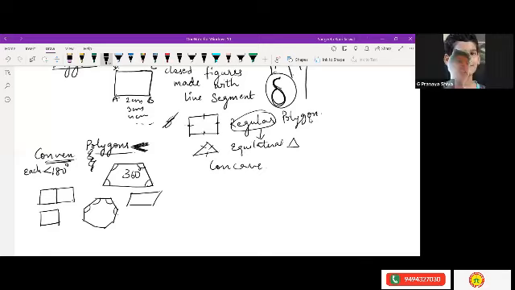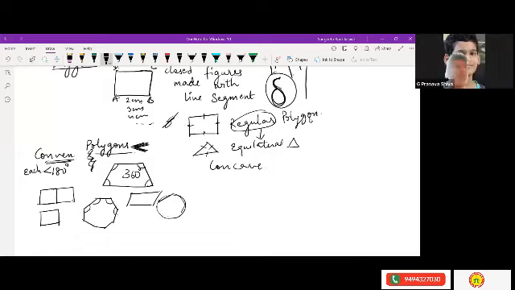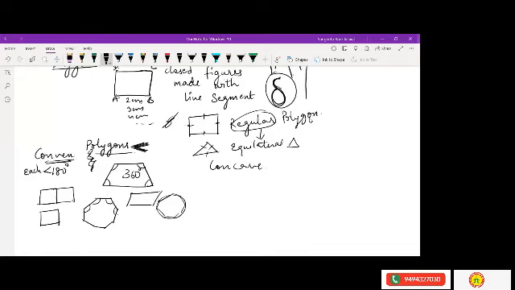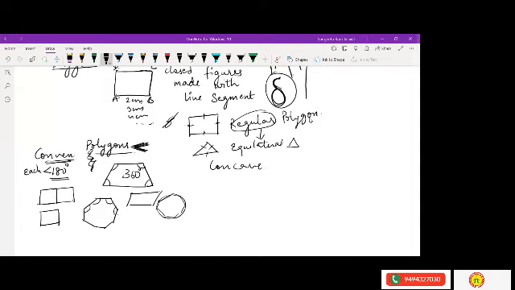Ma'am, if we add more sides to the polygon, it slowly becomes a circle, no? See, if you have a heptagon, hexagon, and you keep adding the number of sides, slowly it will become like a circle only.